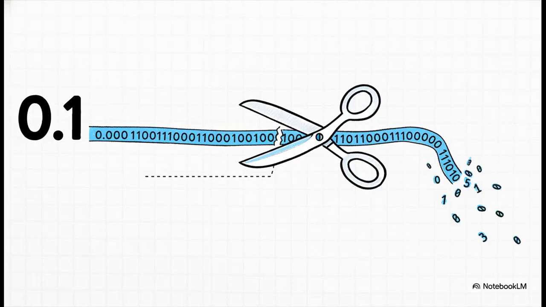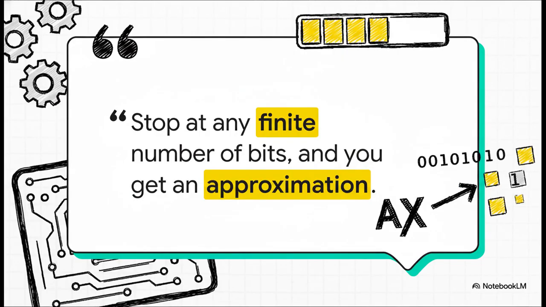So when you type in a nice, clean 0.1, the computer sees this crazy, endless string of ones and zeros that just repeats on and on and on. And just like we have to eventually stop writing 3s for 1/3, the computer has to chop this binary number off somewhere. Exactly, because a computer doesn't have infinite storage space. It has to make a cut. As the source material says so perfectly, stop at any finite number of bits and you get an approximation. It stores a number that is incredibly, incredibly close to 0.1, but it's not exactly 0.1.